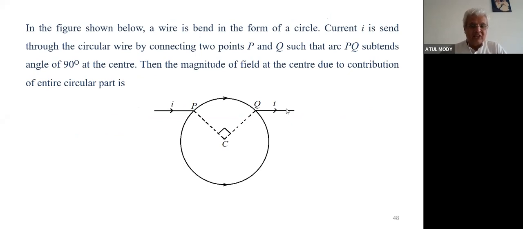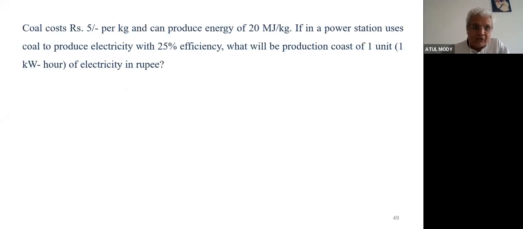But then this question is given to them. Now you look, you have a bend and you have a current passing through. It gets divided into two circular arcs. So what would be the contribution of this entire circular part to the magnetic field at the center? It's a very interesting exercise, I assure you, and you will be thrilled to know the answer if you carry it out.